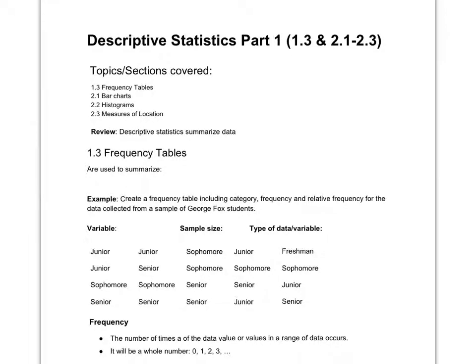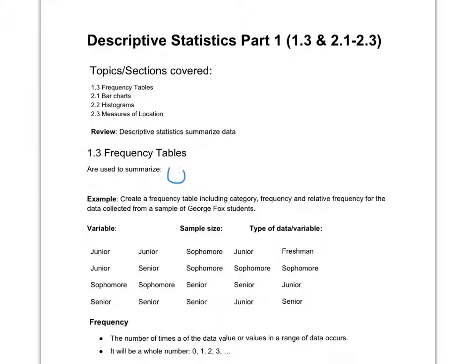Descriptive Statistics Part 1. This video covers 1.3, 2.1, and 2.2. So frequency tables, bar charts, and histograms. So descriptive statistics, a little bit of a reminder, they summarize data. And descriptive statistics can be numbers or they can be graphical representation. Frequency tables include actually both numbers and kind of a visual picture look at the data. They can be used to summarize both kinds of data.